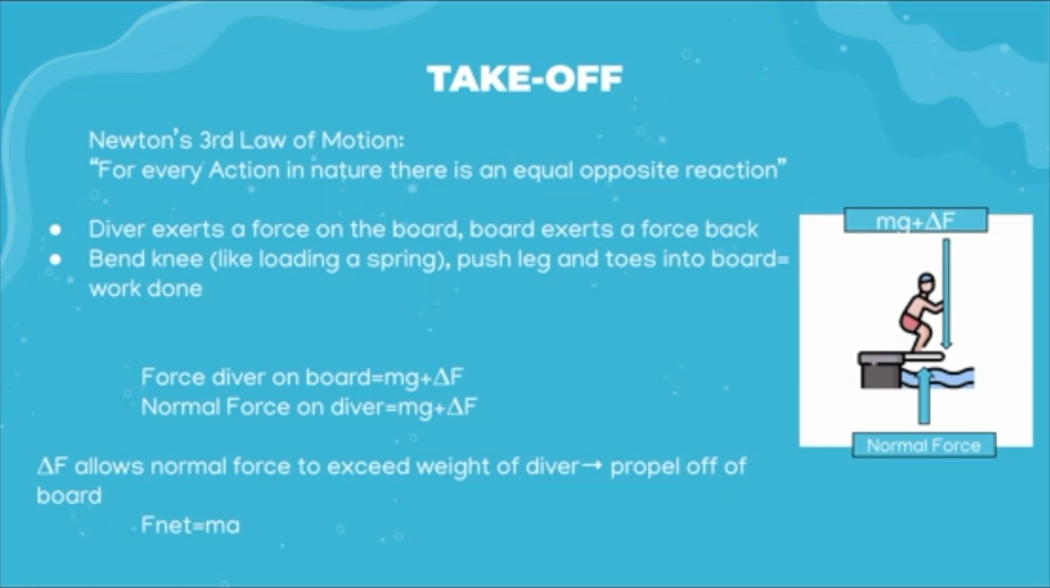When the diver bends their knees, loading like a spring, and pushes, extending into the board, work is done on the board, a force is exerted, and then the same force is exerted back, which is mg, the weight of the diver, plus that force of them pushing into the board. And that delta F allows normal force to exceed the weight of the diver, thus propelling them off the board. And as shown by net force equals mass times acceleration, if the net force is upwards and out, the acceleration will be in the same direction.